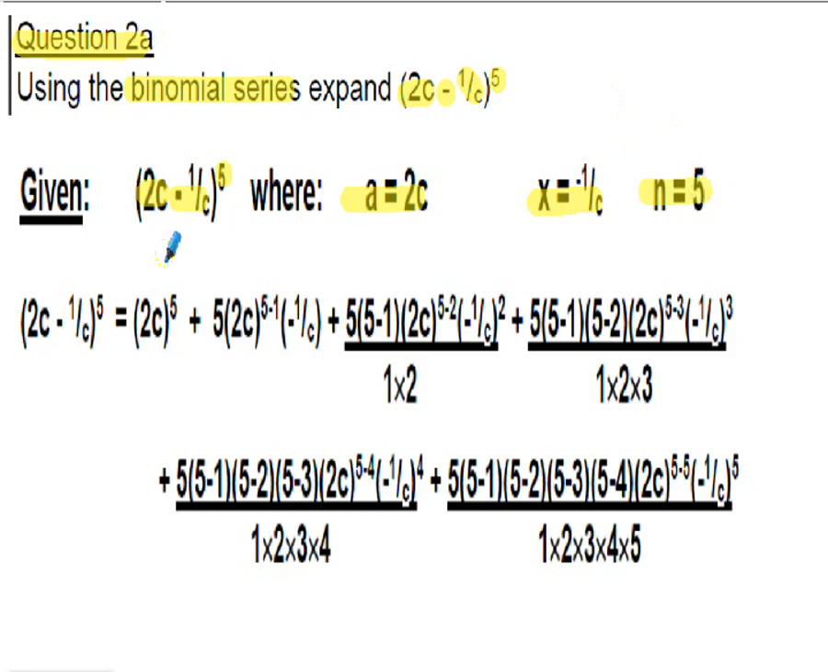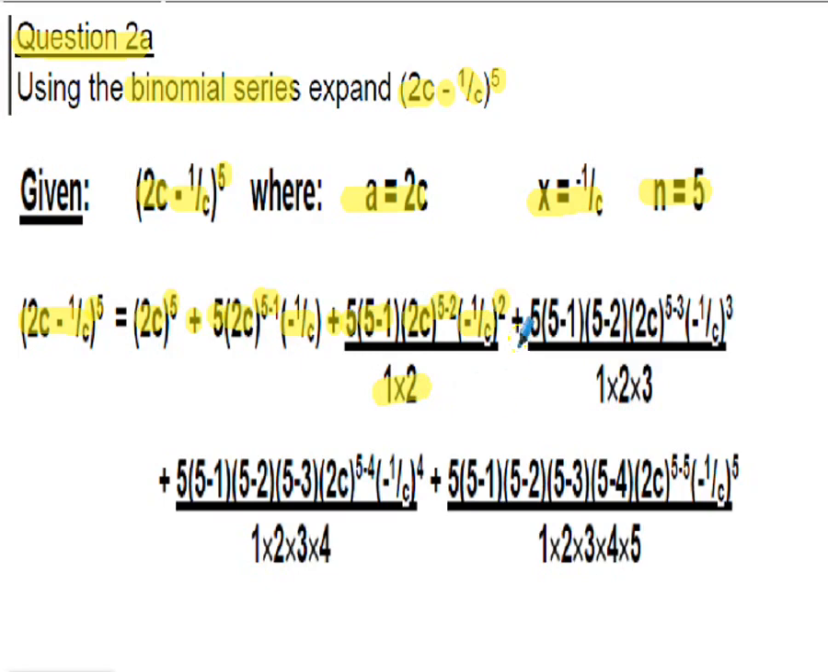So using the binomial expansion as before, we're expanding this to the power of 5, so we get a to the n, so that's 2c to the power of 5 in this case, plus n, 5 times a, 2c raised to the power of the n take away 1, 5 take away 1, and that's multiplied by the x value, which is minus 1 upon c. Third term plus the n multiplied by n take away 1, and this becomes the a term to the power of the n take away 2, and then this is the x term raised to the power of 2, all over factorial 2. We're building up our series slowly.